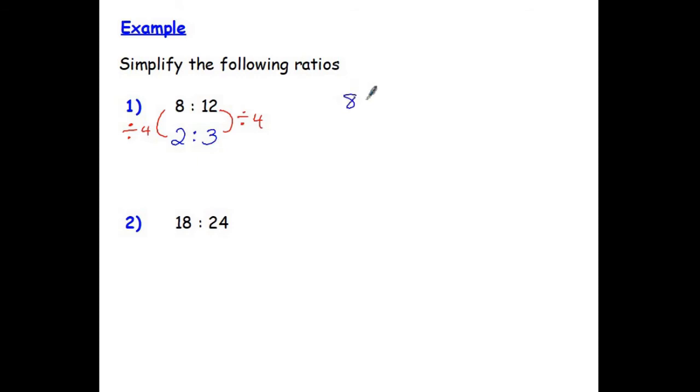We could have also done it this way, and it'd still be right. So instead of dividing by 4, you could always divide it by 2. So that would be 4 to 6. And again, divided by 2 again.